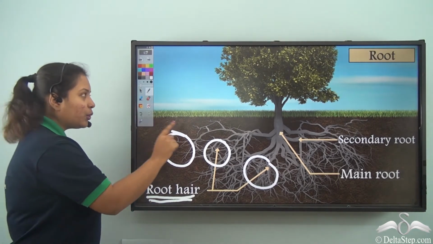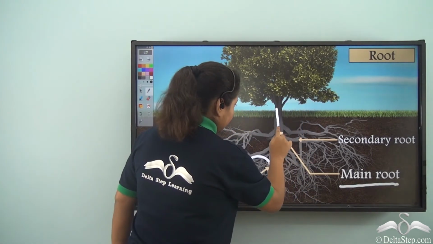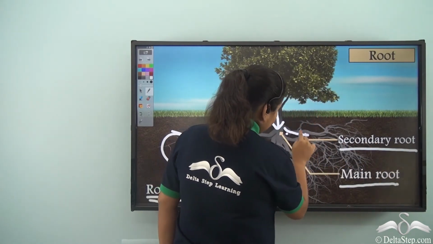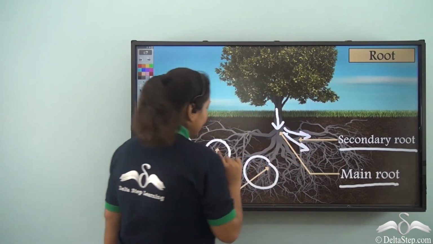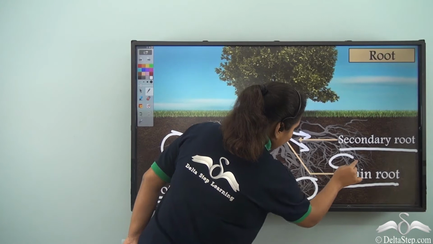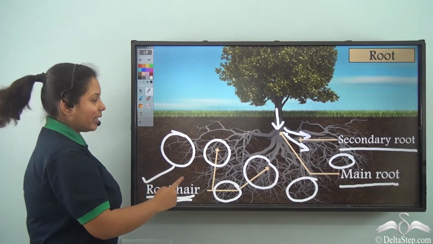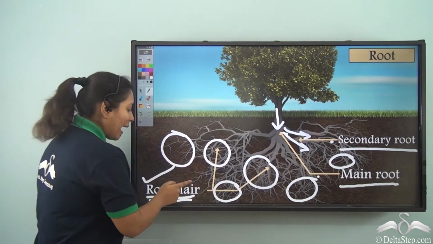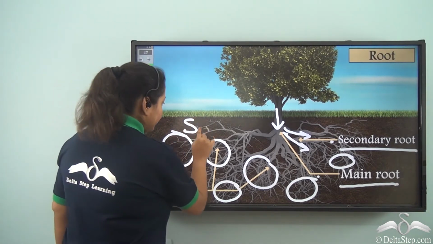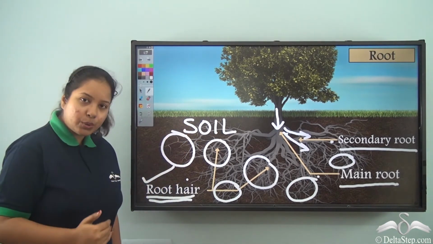So, the root has three subparts. First is the main root, that is this one, and then we have the secondary root which comes from the main root, and finally we have these thin hair-like structures which are known as the root hair. And all of these parts, that is main root, secondary root and root hair, helps in absorbing water from the soil. And finally, the plant gets water through its roots.